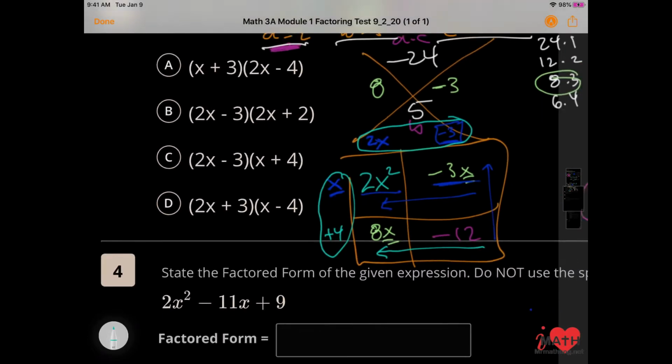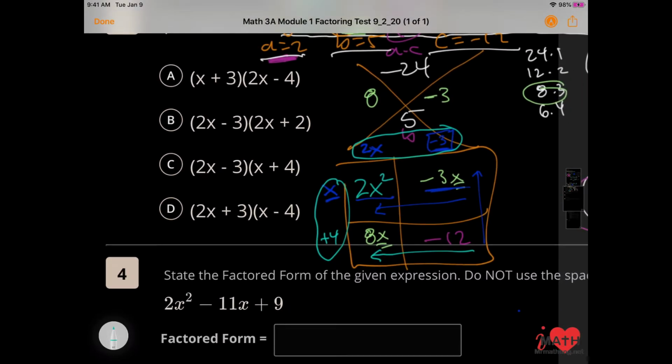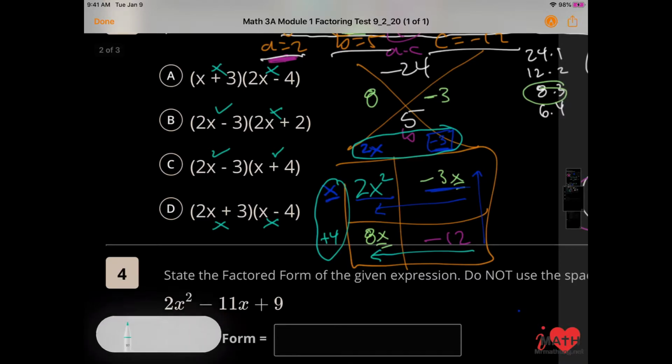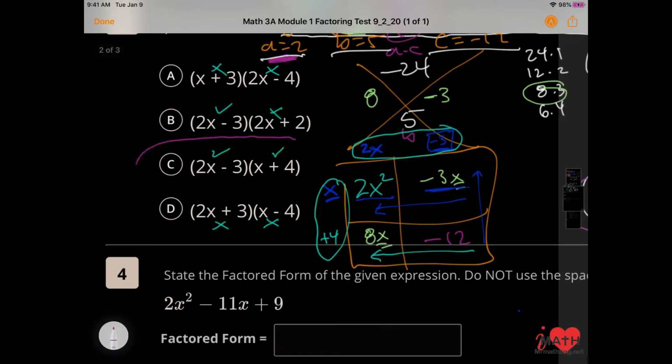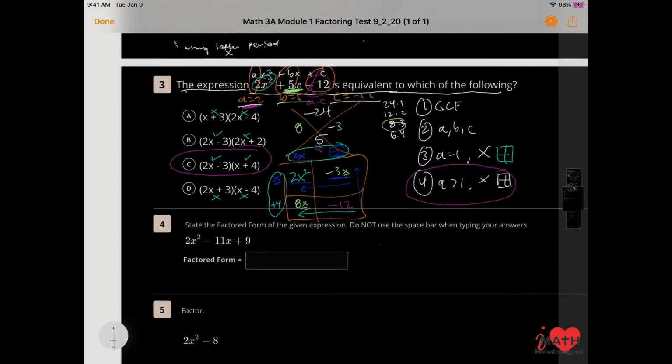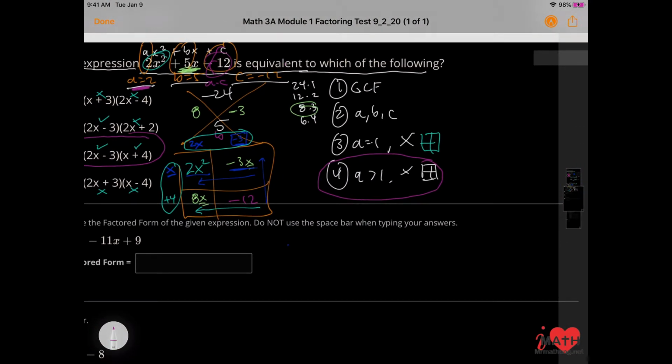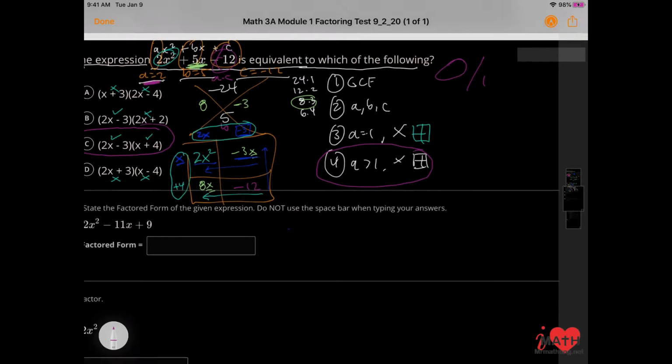Okay, so I actually like to go through x plus 4: yes, no, no, and no. And then 2x minus 3: no, yes, yes, no. Okay, so that means my answer is going to be C. C is my answer. And that one had a max score out of 1. So it was either 0 or 1 for that problem.